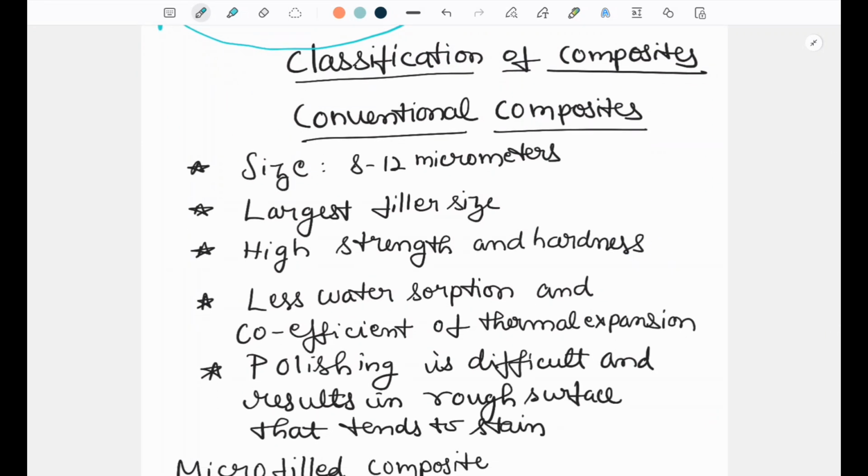Conventional composites have a size of 8 to 12 micrometers. It's a very small size, but among the different types of composites, this is the largest size, which means there are sizes lesser than 8 to 12 micrometers. So this is the largest filler size, and it has high strength and hardness, so it has good physical properties.